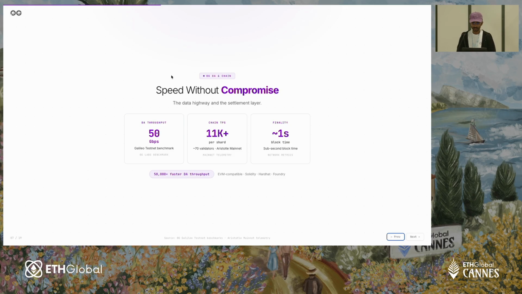So this is regarding the DA and chain. The DA throughput is 50 Gbps, which is faster than all the other DA that is out there in the market. And our chain has achieved 11K TPS, 11K transactions per second per shard. And also the block finality is 1 second, which we have achieved right now.